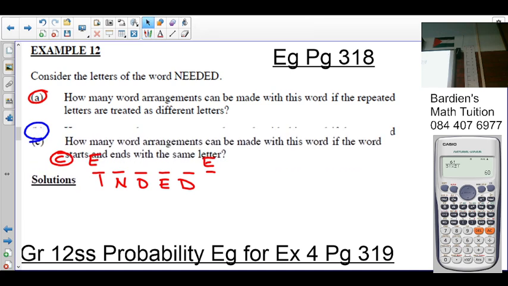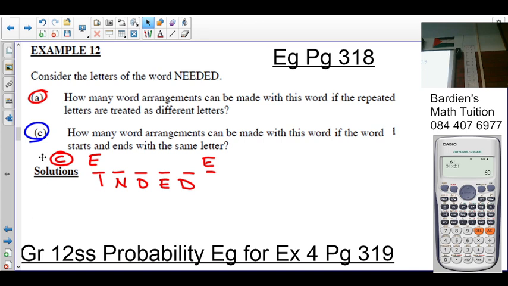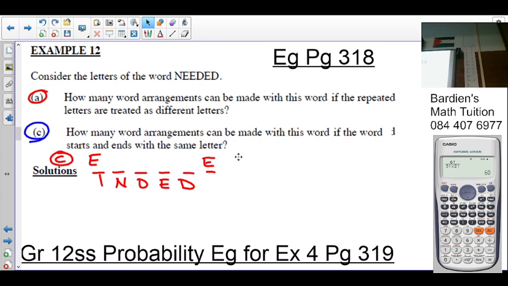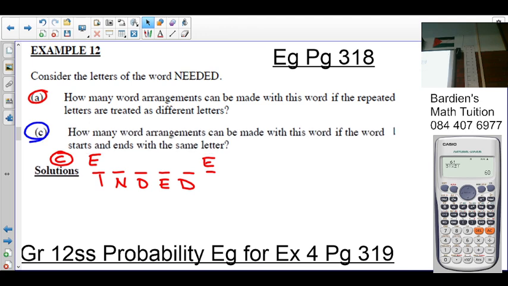Okay, the board, it's jumping around. Okay, let's just try and work with it, okay? So there's one option there, okay? How many options do I have for this E, the last E? One.